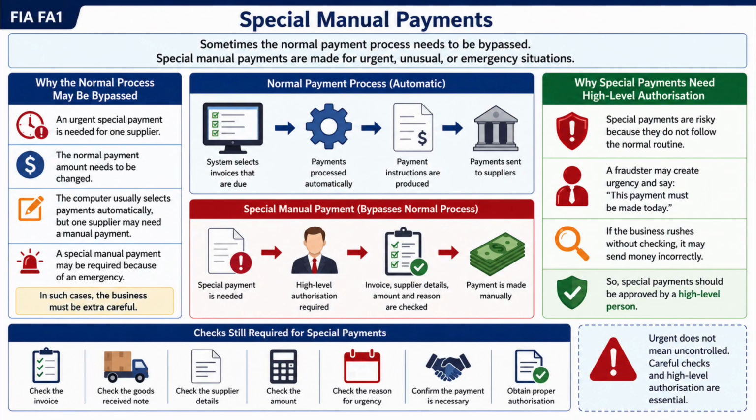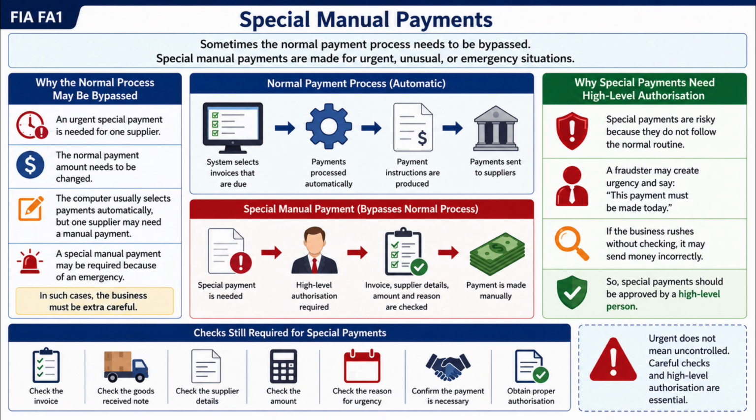Special manual payments. Sometimes the normal payment method may need to be bypassed. To bypass means to go around the normal procedure. For example, the computer may usually select payments automatically, but one supplier may need an urgent special payment, or the normal payment amount may need to be changed, or a special manual payment may be required because of an emergency. In such cases, the business must be extra careful. Special manual payments should have proper checks and high-level authorization.